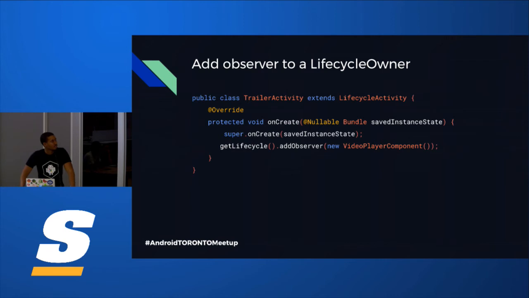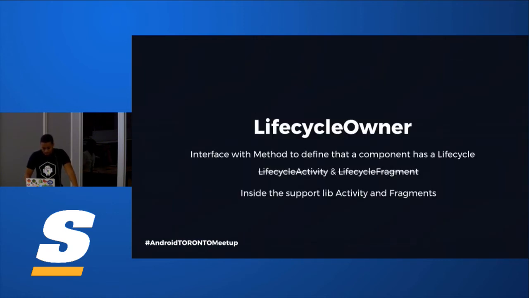So as I was saying, there's this concept of LifecycleOwner, which before the library reached beta 1, there was this class called LifecycleActivity. And again, if you go and look at the source code, you're going to wonder why Google didn't do this before. It's so simple. It's pretty much an activity that implements this lifecycle interface that has this method getLifecycle. So this is what I was talking about. The LifecycleOwner is pretty much an interface with a method to define that a component has a lifecycle.